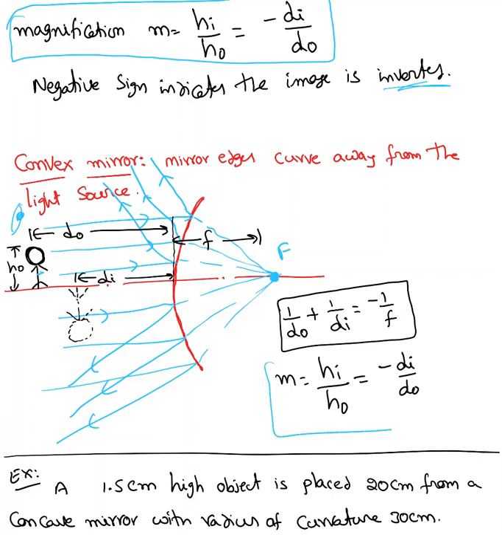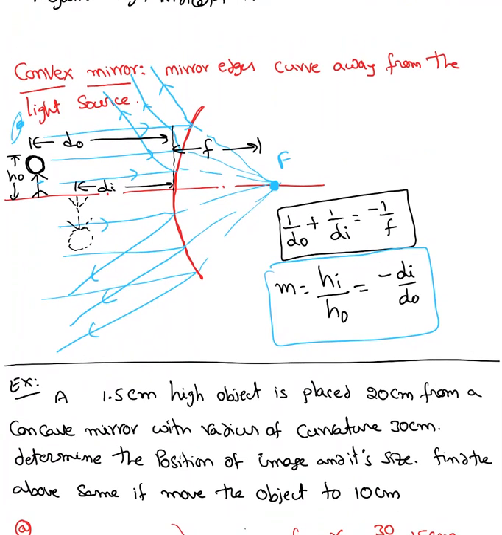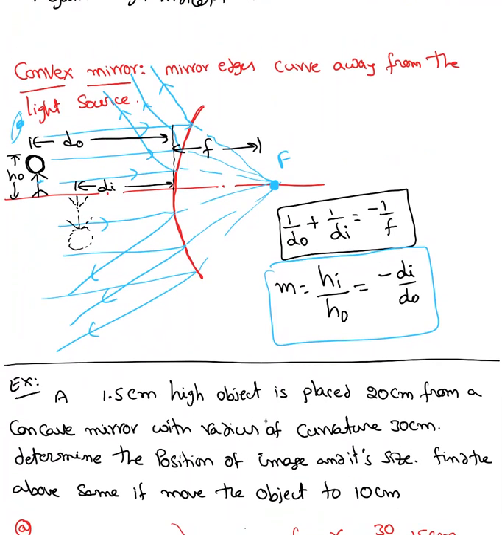Magnification factor is the same, m equal to hi over h naught or minus di over d naught. So here also, if we end up with a negative number, it is going to be inverted. Now here is a simple example. A 1.5 centimeter high object is placed 20 centimeter from a concave mirror with radius of curvature 30 centimeter. Determine the position of the image and its size.